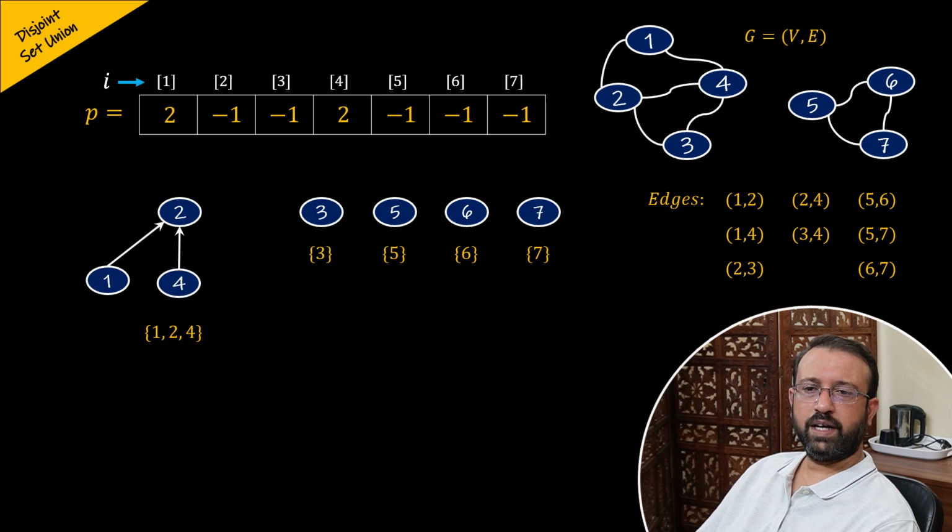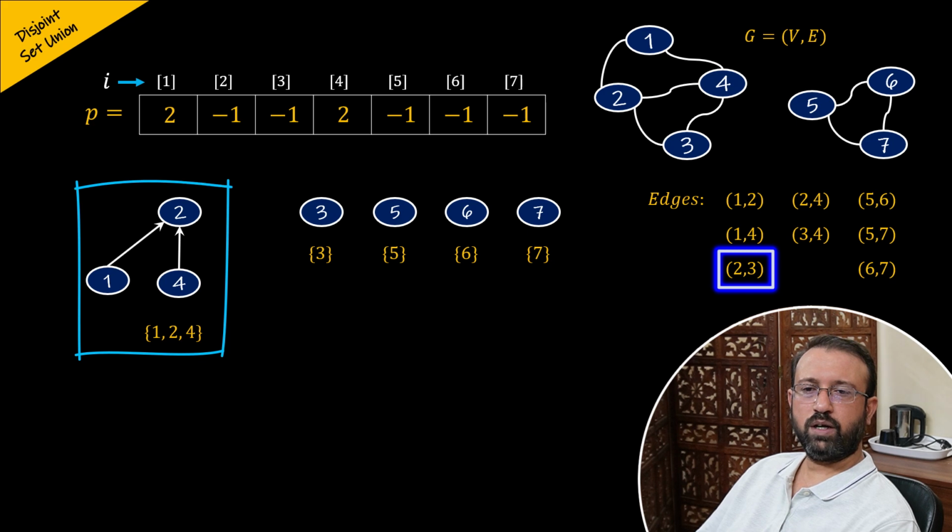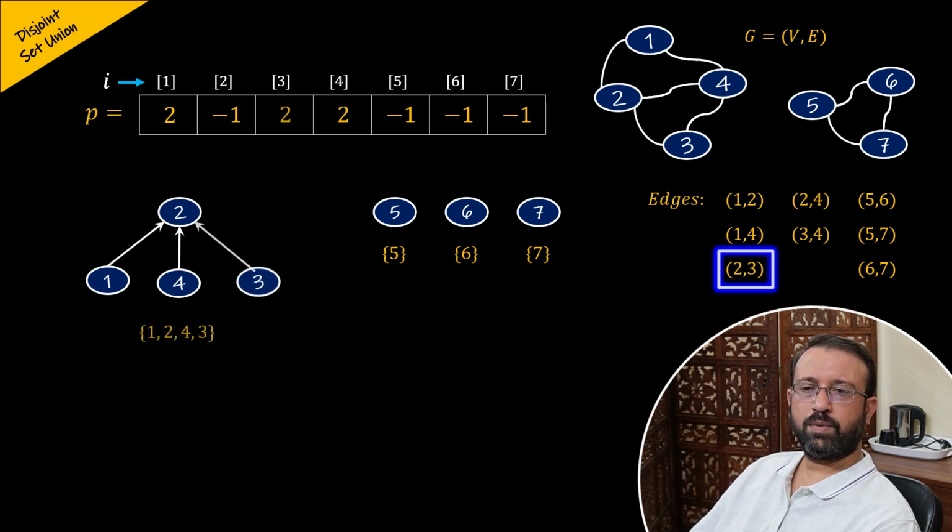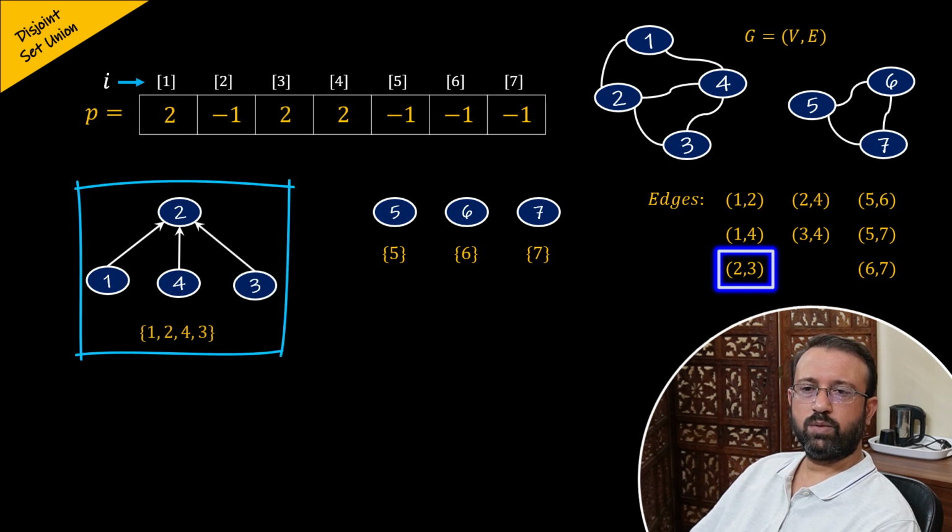Then we have an edge between vertex 2 and vertex 3. Now we need to find whether vertex 2 and vertex 3 are in different sets. Vertex 2 belongs to the set which contains 1, 2 and 4, and vertex 3 belongs to set 3. So they are in different sets. Therefore, we will perform union of the set which contains 1, 2 and 4 and set 3. So now after the union operation, vertices 1, 2, 4 and 3 will be in the same set.